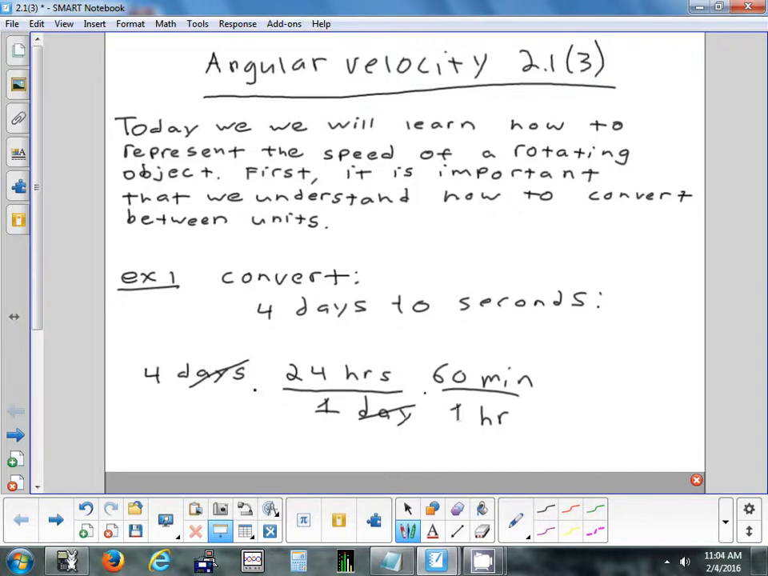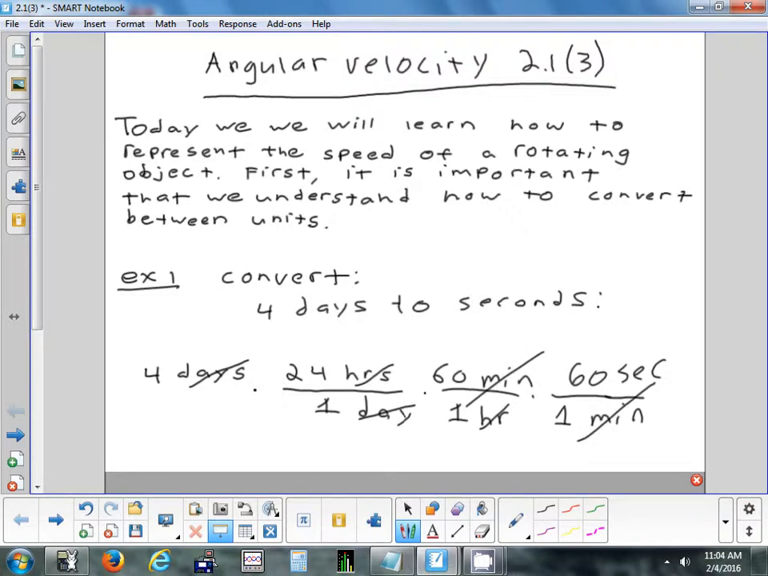60 minutes in 1 hour. Your choice here would have been either 60 over 1 or 1 over 60, but you have to make it so your units cancel. That's why we put hours in the bottom. Now our unit that's left is minutes, and we're going to go to our last conversion to change minutes to seconds. What's the connection between minutes and seconds? 60 seconds in 1 minute. And where do we want to put the 1 minute? Top or bottom? Bottom. 1 minute, 60 seconds.